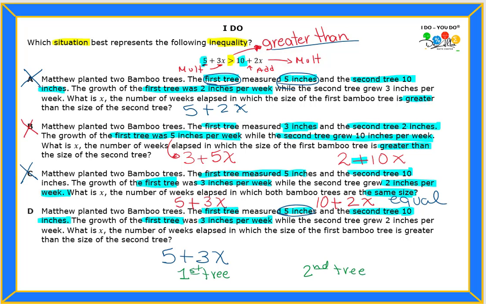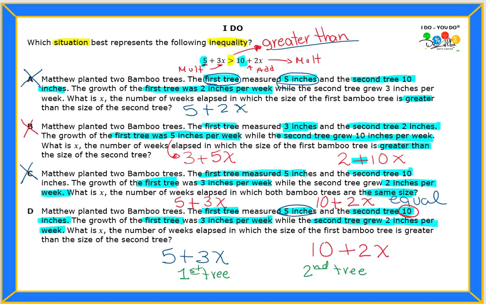Okay, so let's check it out. What do I know about the second tree? Well, it says right there, while the second tree grew 2 inches per week. Okay, so if it grew 2 inches per week, that's good, right? So that means that I'm gonna add 2x. And the second tree is the one that had an initial height of 10. So I'll say 10 plus 2x, right? Now let's keep on reading because so far it looks like that has to be the answer.